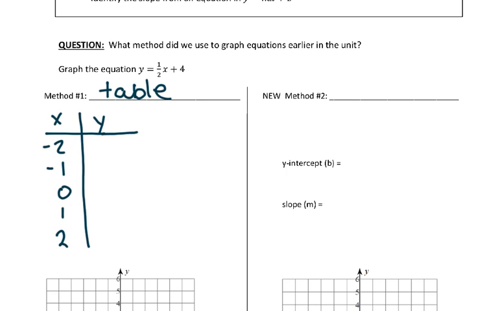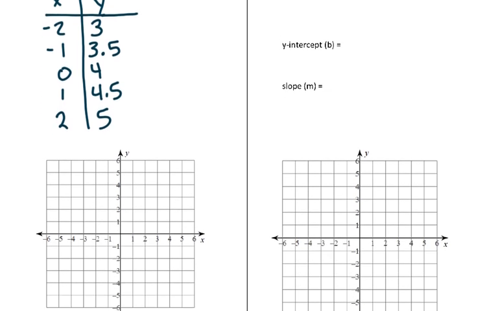If I were to take -2 here and plug it where x is, I wind up getting +3. If I do -1, I get 3.5. If I do 0, I get 4. 1, 4.5, and 2 would be 5. After we made our table, we plotted these points. So -2, 3 would be here, -1, 3.5, 0, 4, 1, 4.5, and 2, 5.